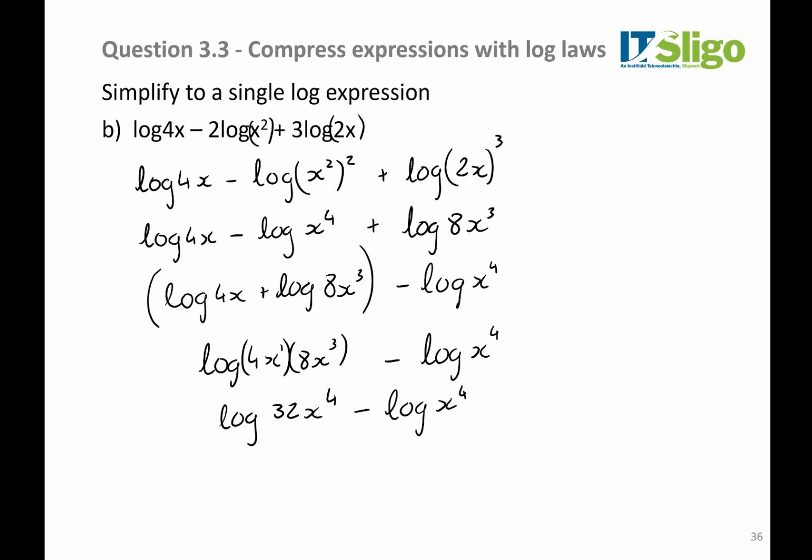And now using rule 2, the log of 32, x to the power of 4, divided by x to the power of 4. You can write a little 1 in there. And that just simply gives us the log of 32. The x to the power of 4s will cancel out because they've got the same power. So again, guys, this expression and this expression are equivalent. Even though they don't look anywhere near the same, they are actually the same.